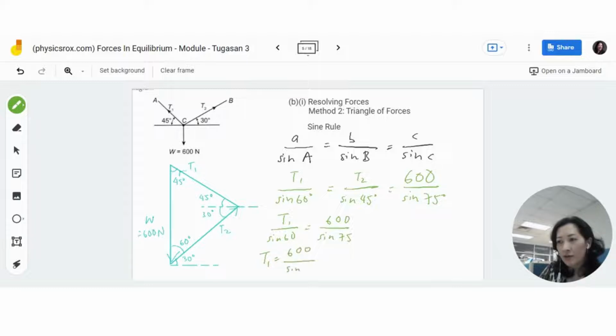600 over sine 75 times sine 60, which gives us, so I'm going to just use my off-screen calculator. Sine times 60, and you will get 537.95 Newton.